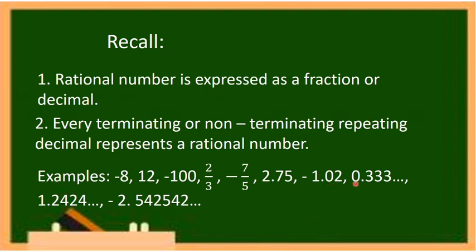We have a repeating decimal which is 0.3333 and so on. A repeating decimal which is 1.242424 and so on. And a repeating decimal which is -2.542542 and so on. So these are the examples of rational numbers.